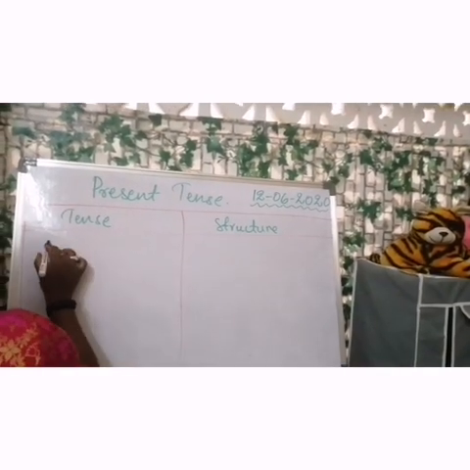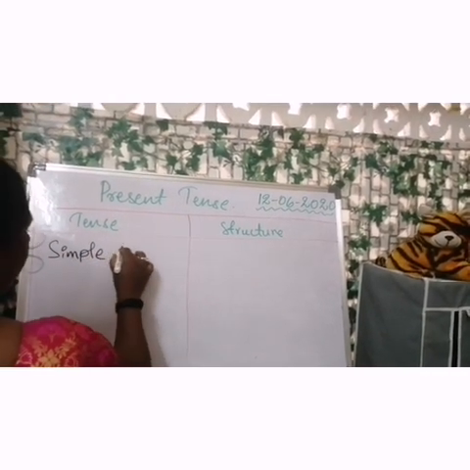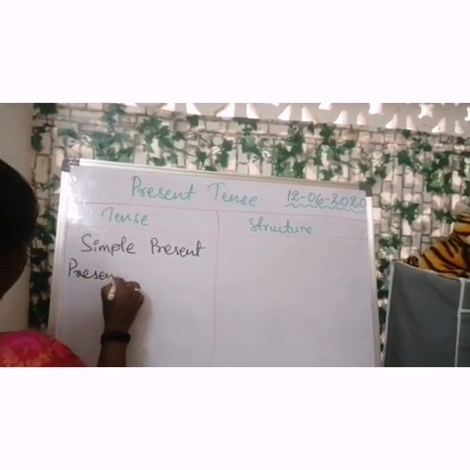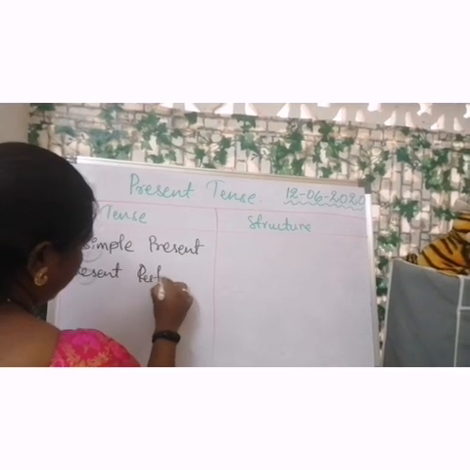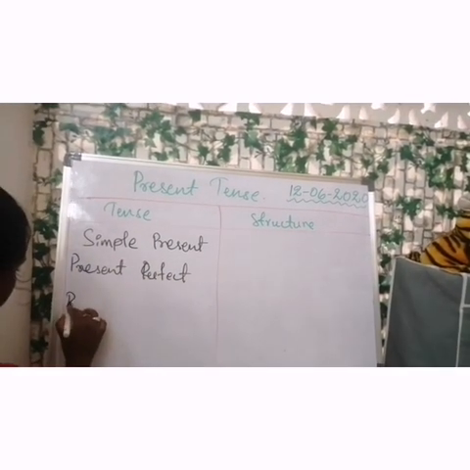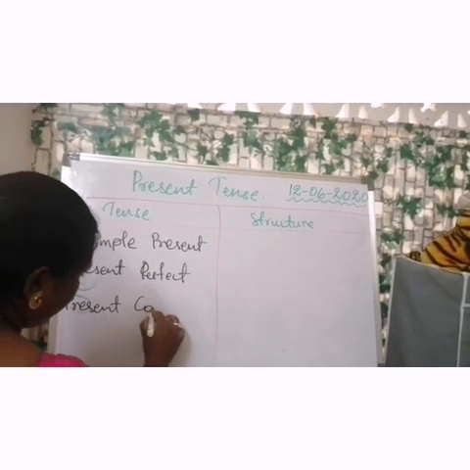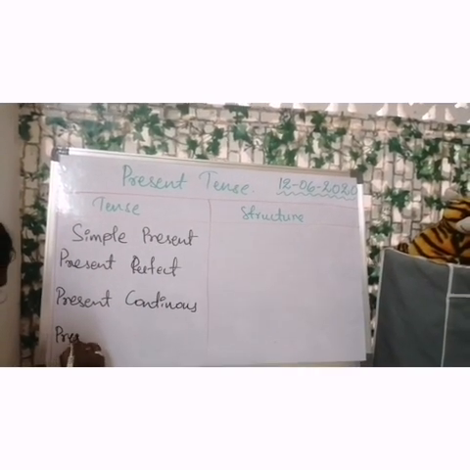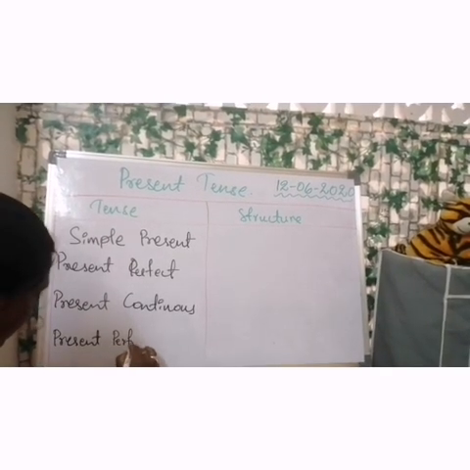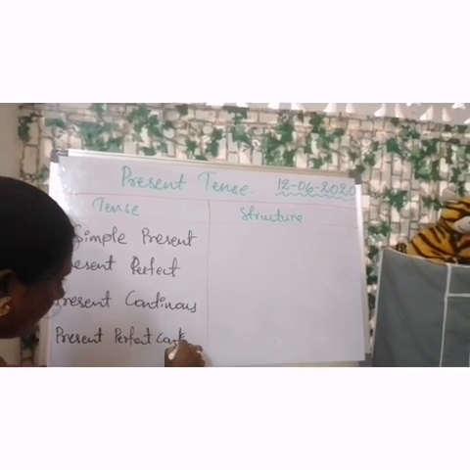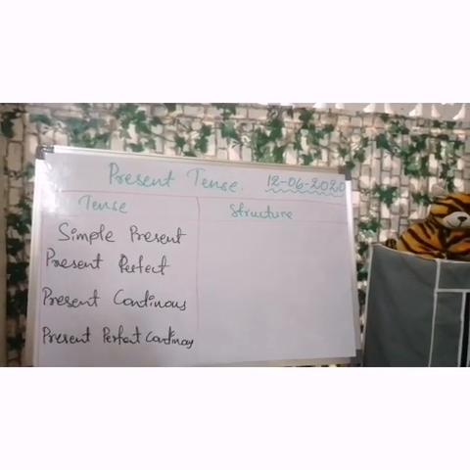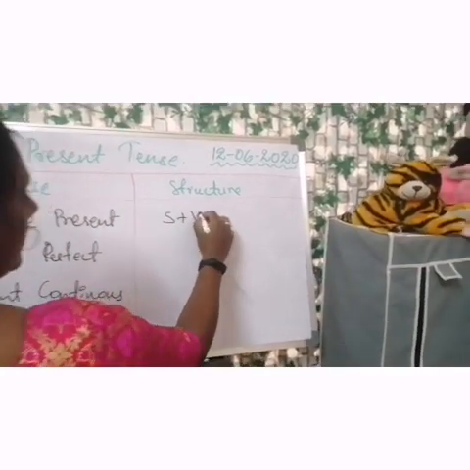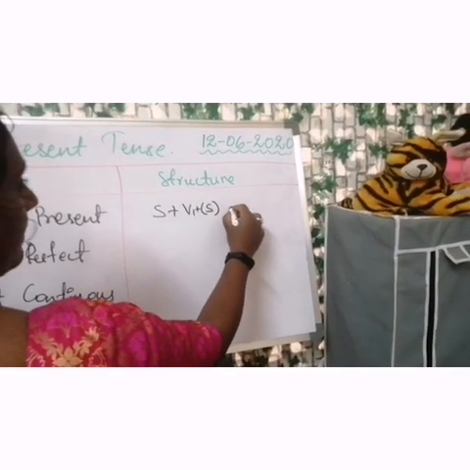So the first tense is simple present. The second one is present perfect. The third one is present continuous, and the fourth one is present perfect continuous. Now the structures. First, simple present: subject plus be, or we add yes in some cases, plus object.